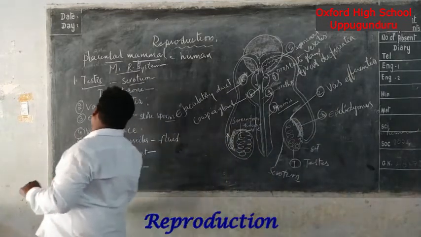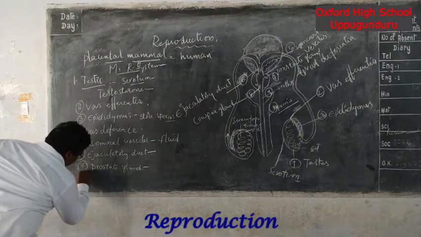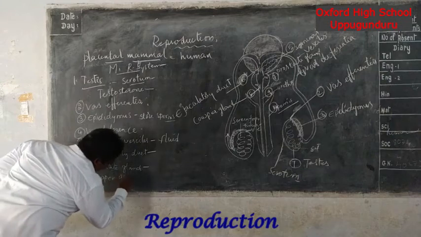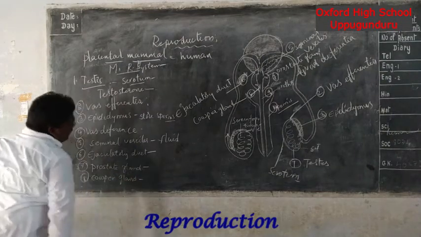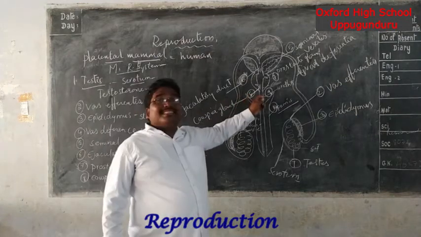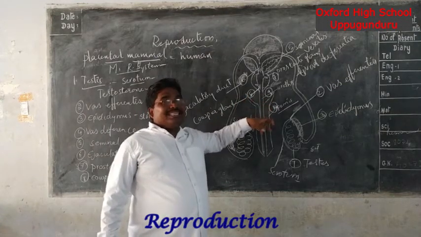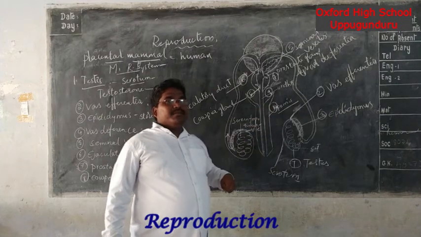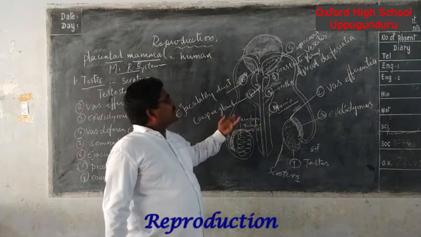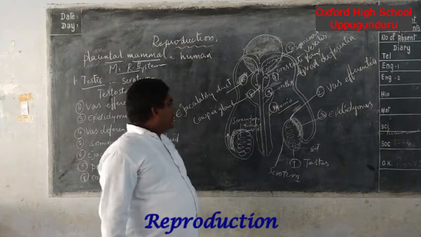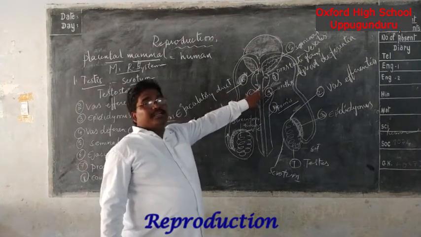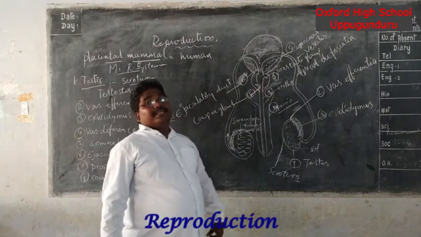Next, the eighth one is the Cowper's gland. The Cowper's gland produces its secretions into the urethra, which makes the urethra lubricated, that means wetness.